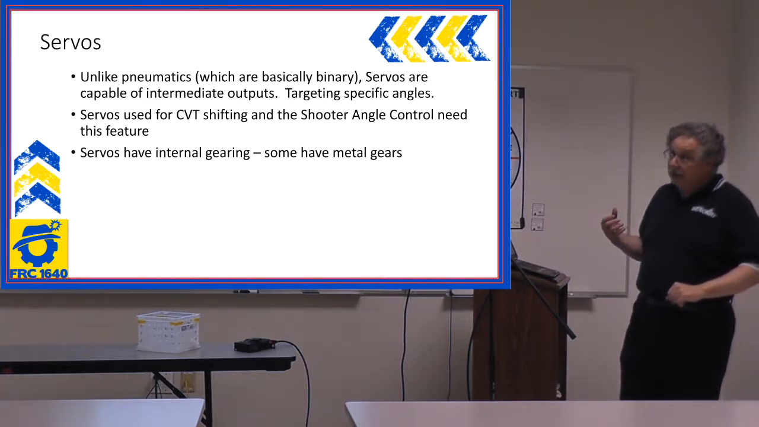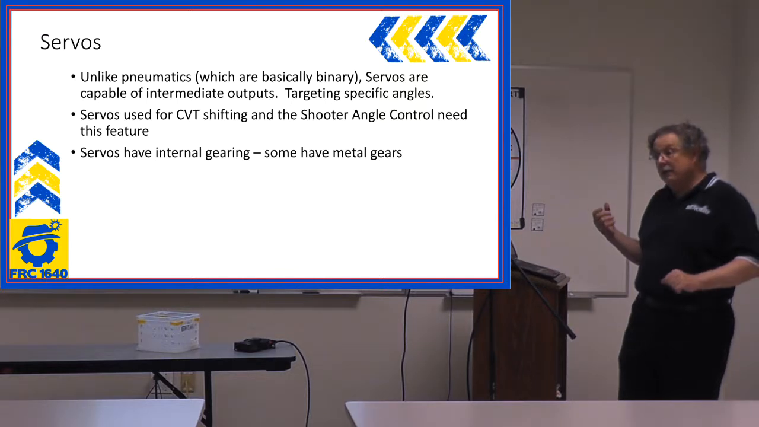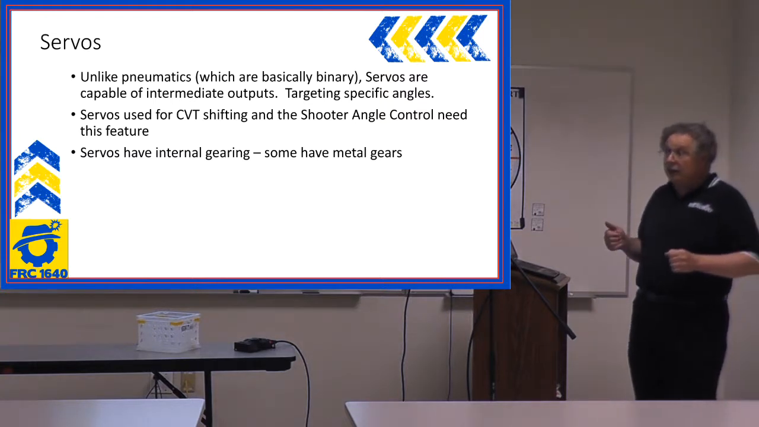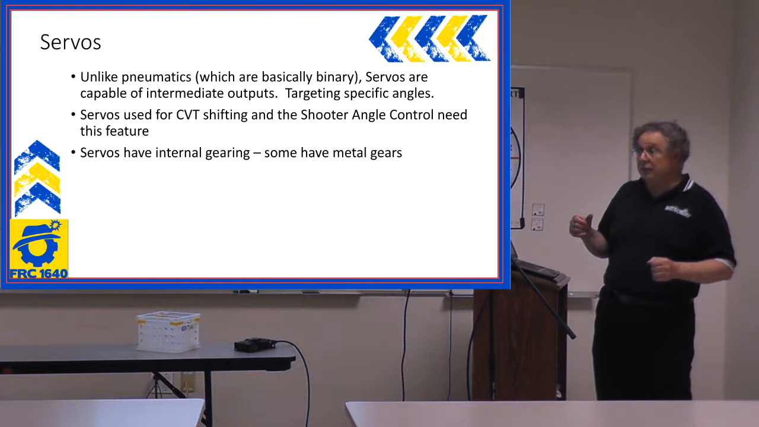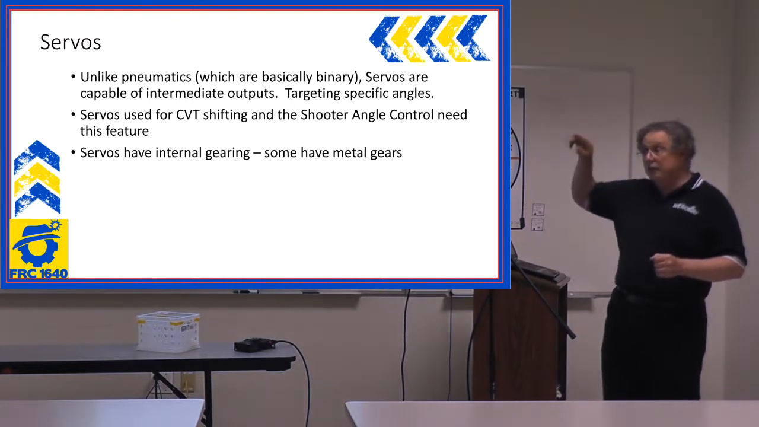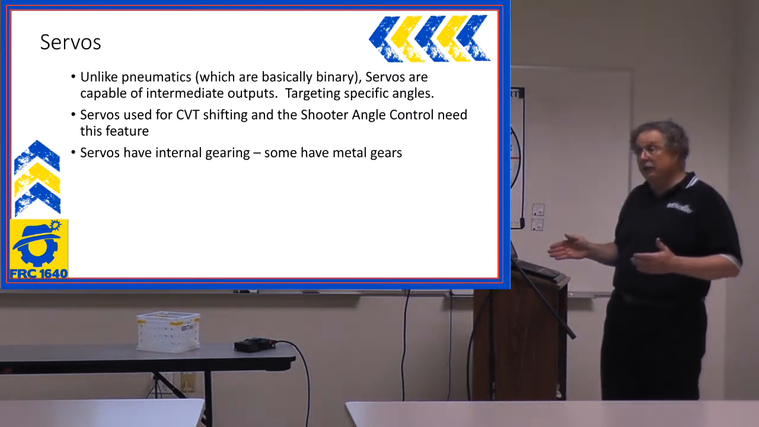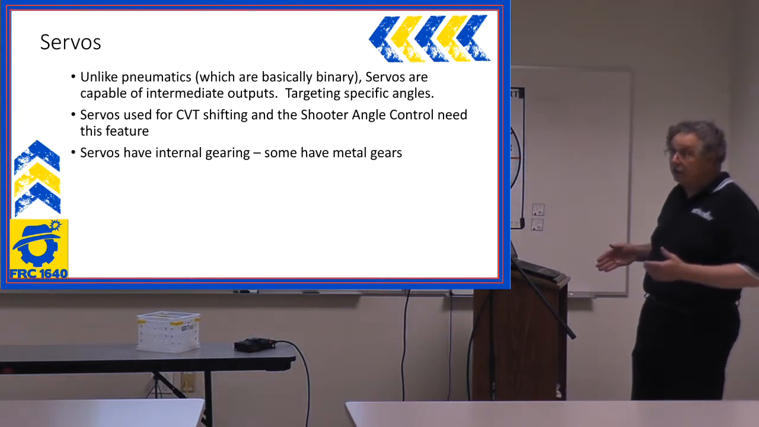But with the CVT swerve, we're not doing that. We're actually controlling the position of where that arm is. And we're doing the same thing with the shooter angle adjustment. We're actually driving that to a specific angle so that we're shooting on the right trajectory. I can't do that with pneumatics. I can do that with servos, and that makes servos really useful.